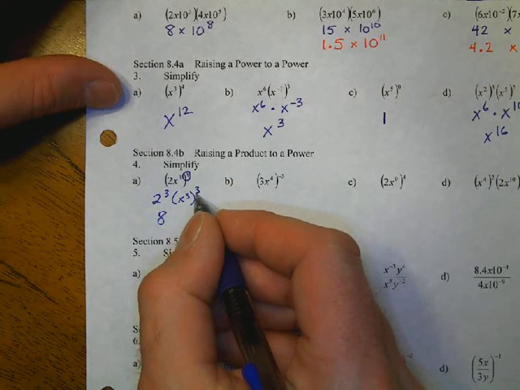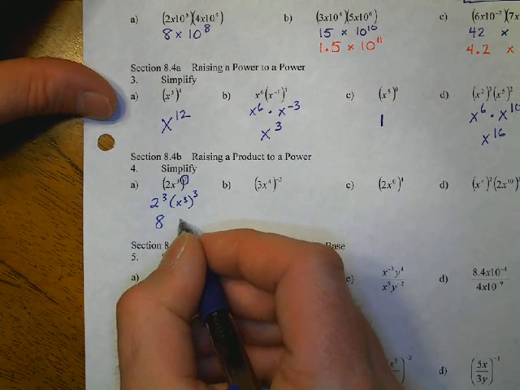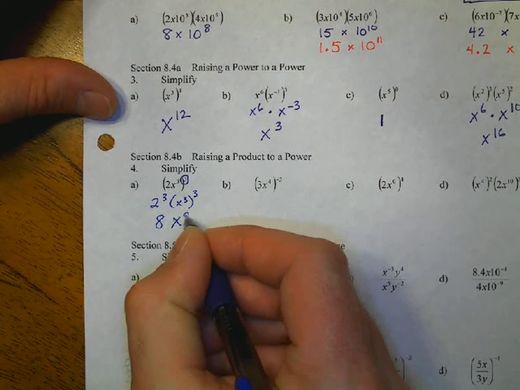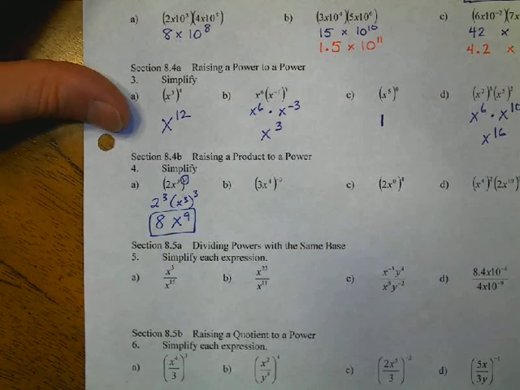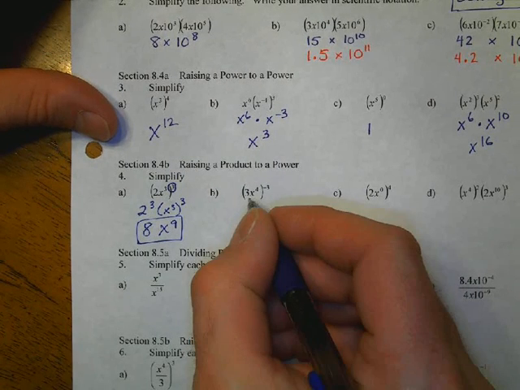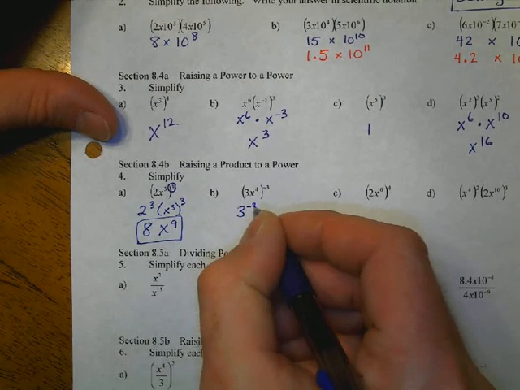What is 2 cubed? Well, you know that that's 8, and a power to a power, as we saw in problem 3 straight above here, you multiply, and 3 times 3 is 9. Be careful, don't cube that 3 and make that a 27.